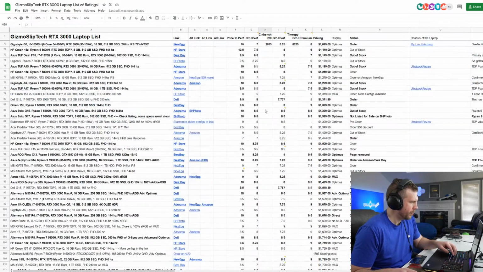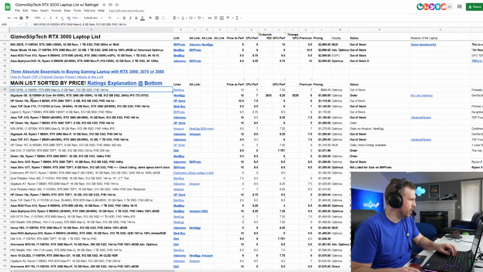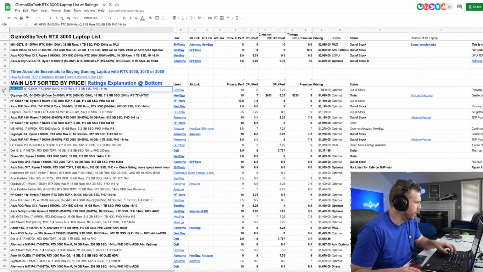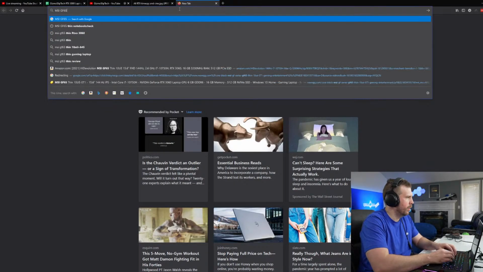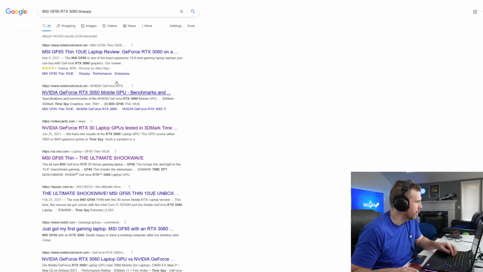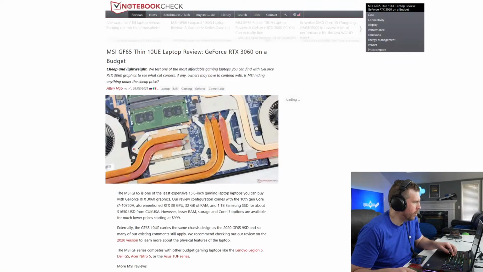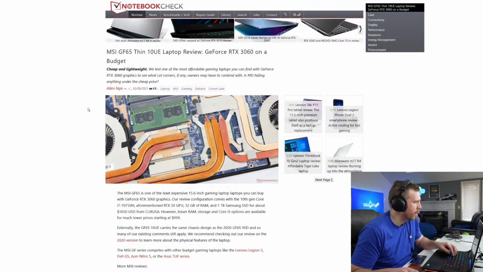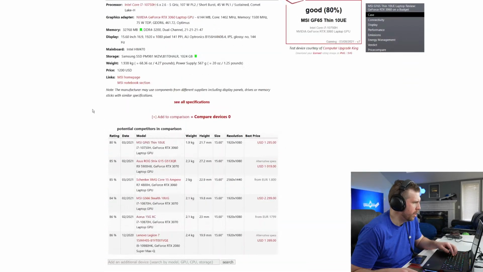Okay, so here we go. All right, so I don't think anyone's gotten this MSI GF65. Let's go ahead and search for it though, because I don't think this one has been shipped to anyone yet. I could be wrong. Did Notebookcheck do a review of this? Yeah, they did. Or not? Yes, they did. They did.